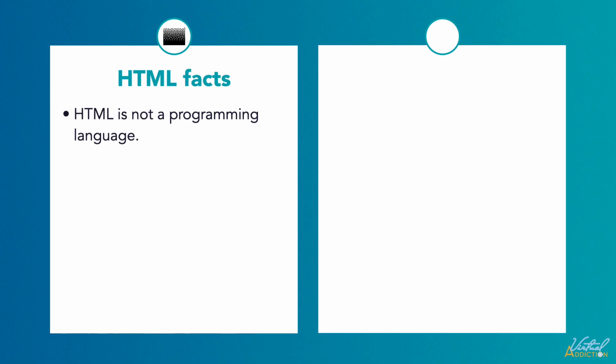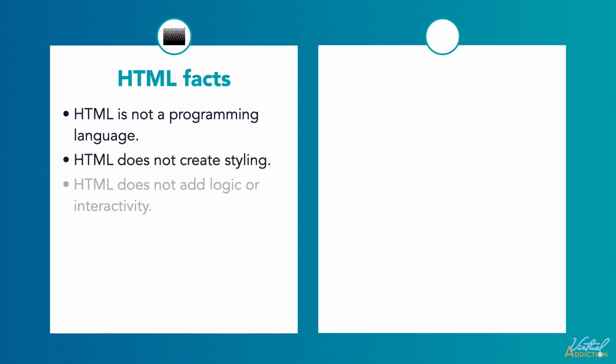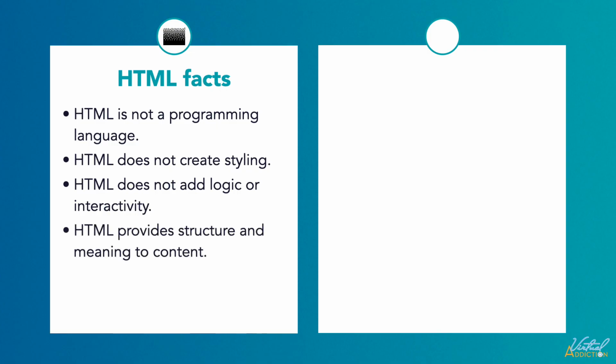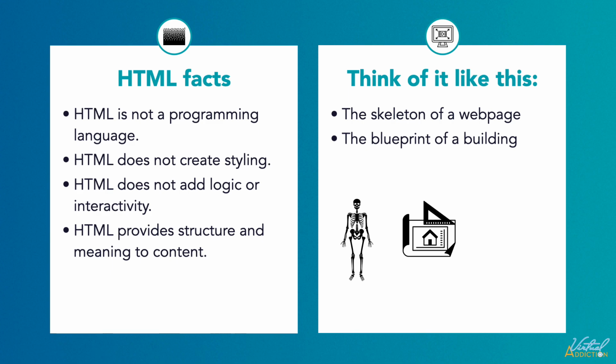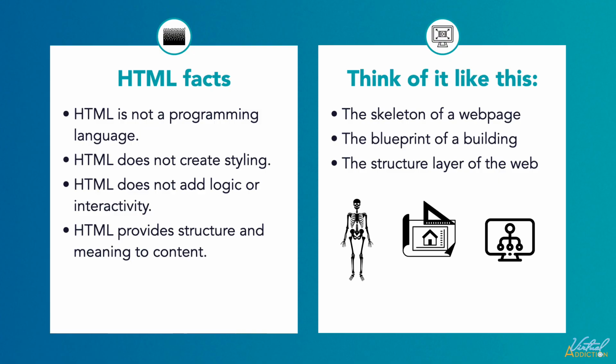There are a few important things that are often misunderstood about HTML. HTML is not a programming language. It does not create styling. It does not add logic or interactivity. Instead, HTML provides structure and meaning to content. Think of HTML like the skeleton of a web page, the blueprint of a building, the structural layer of the web. Without structure, everything would be chaos.